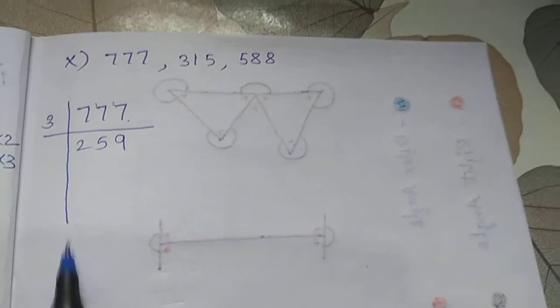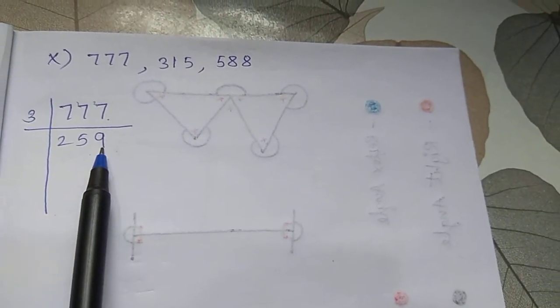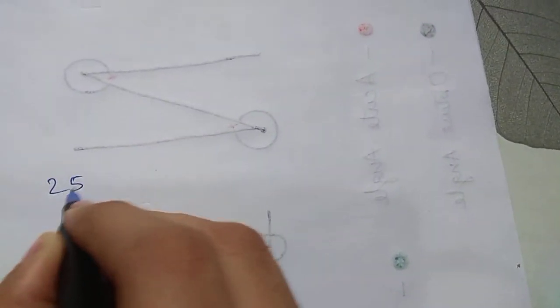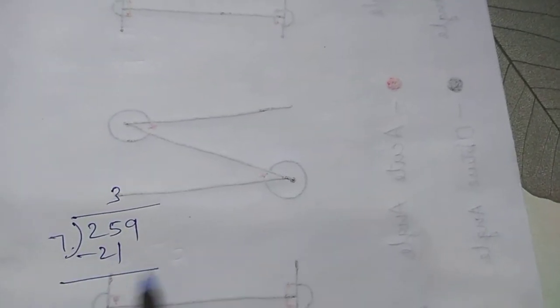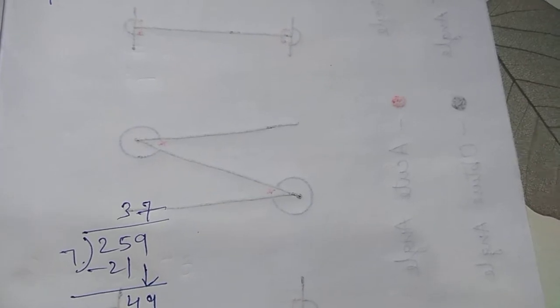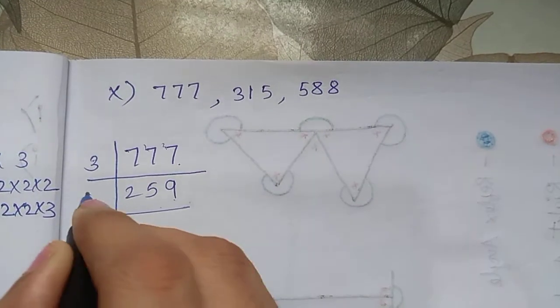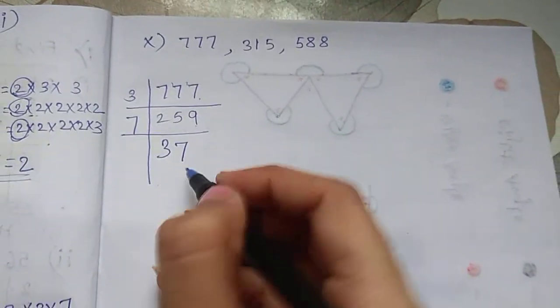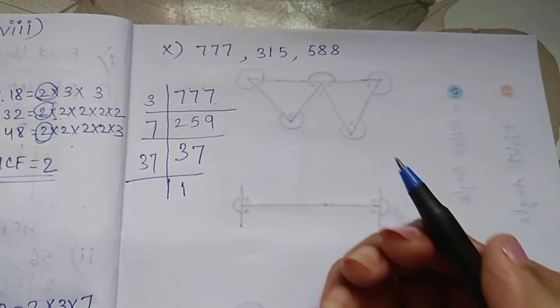Now see, 259 is not divisible by 3, neither by 5, because the unit place is not 5 or 0. Let's check with 7. 259 divided by 7. Yes, it is divisible by 7. So 7 37s are 259, and 37 itself is a prime number, so 37 1s are 37.